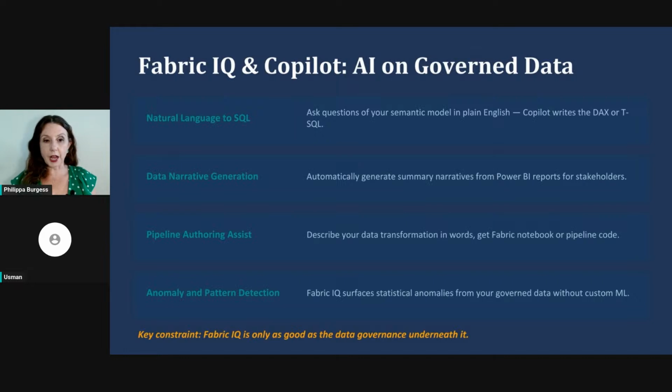So now you've got natural language to SQL. You can ask questions of your semantic models in plain English, and Copilot writes the DAX or T-SQL. You've got data-native generation, automatically generating summary narratives from Power BI reports for stakeholders. You've got pipeline authoring assist: describe your data transformation in words, get Fabric notebook or pipeline code. And anomaly and pattern detection: Fabric IQ surfaces statistical anomalies from your governed data without custom machine learning. So the key constraint is Fabric IQ is only as good as the data governance underneath it.